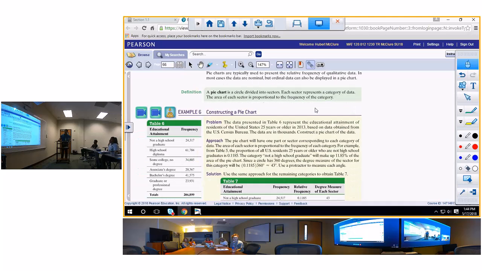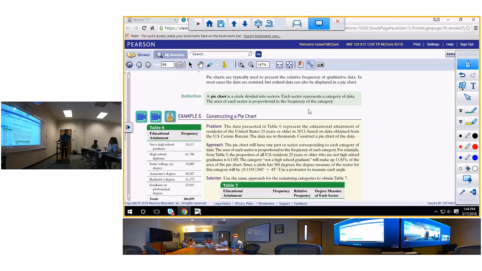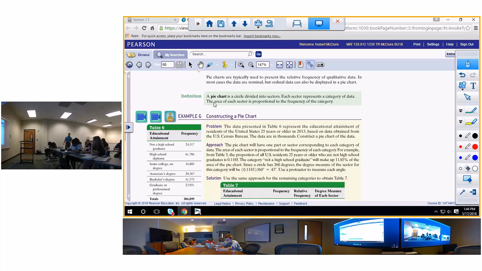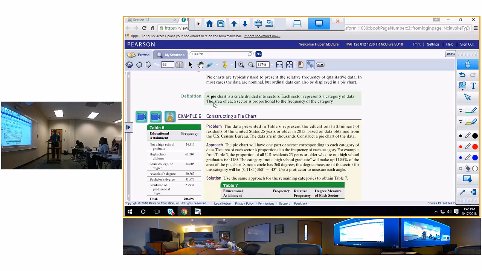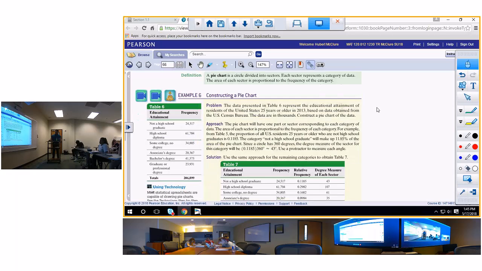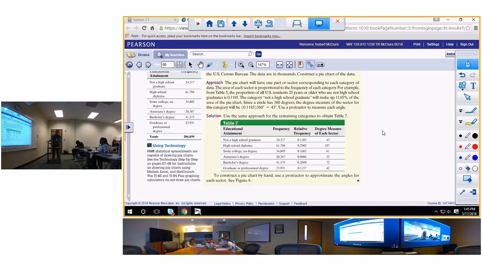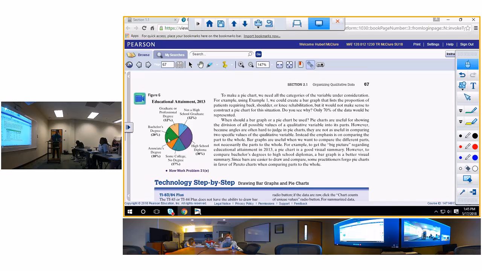But for this test, as well as any test and other classes, you need to know a pie chart. Put the example down at the bottom. You need to know everything about a pie chart because not only is it on standardized tests, it will be on my test as well as in other presentations and classes in your future. A pie chart is used a lot in presentations, and it puts everything in a 360-degree circle. There it is, Figure 6 right there.